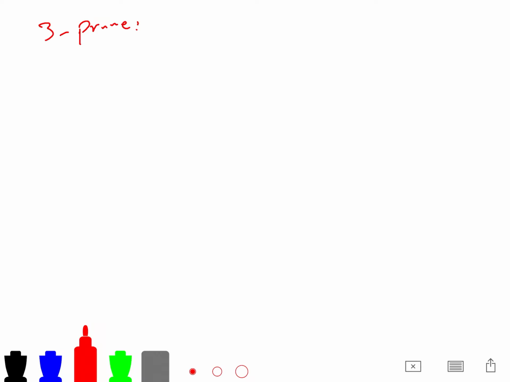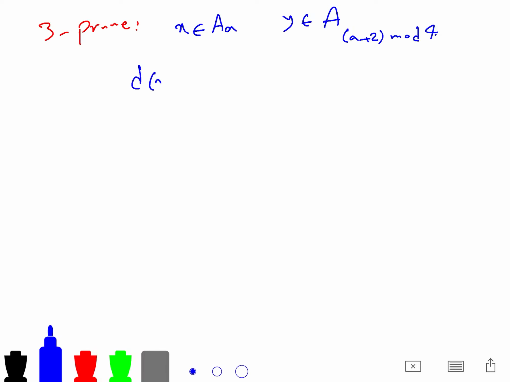And the third step in this algorithm is that we prune. It means that if there exist some terminals, for example x in A and y in some a plus 2 mod 4, for some a, which could be 0 or 1, and let's say the distance between them is less than this, then if this happens, we just remove them. Pruning is this: we just remove x and y, and of course their partners as well, from the set A.